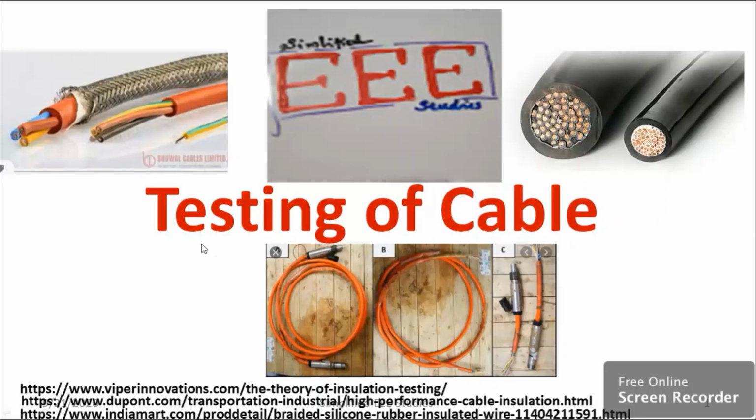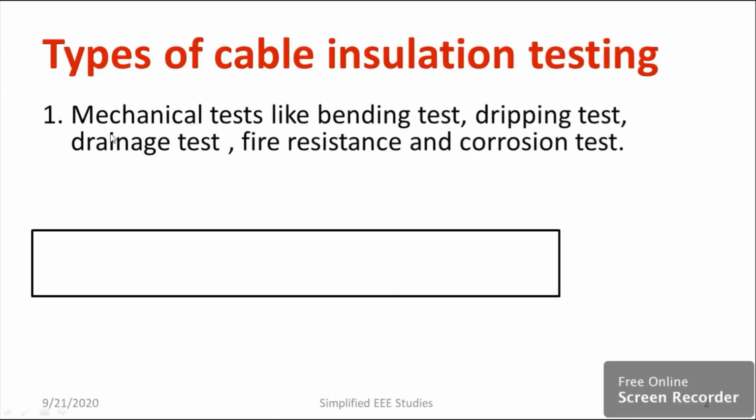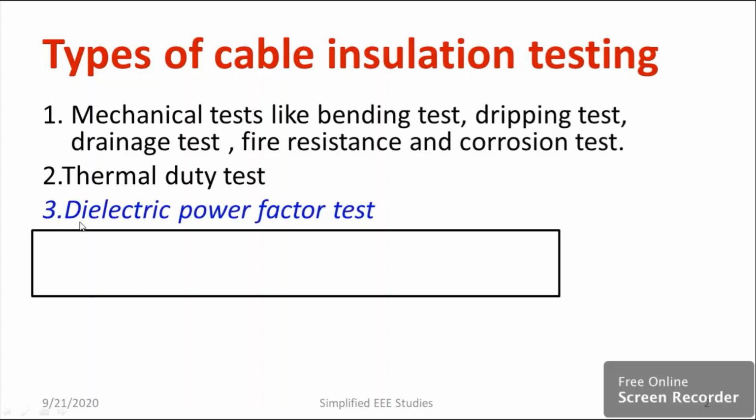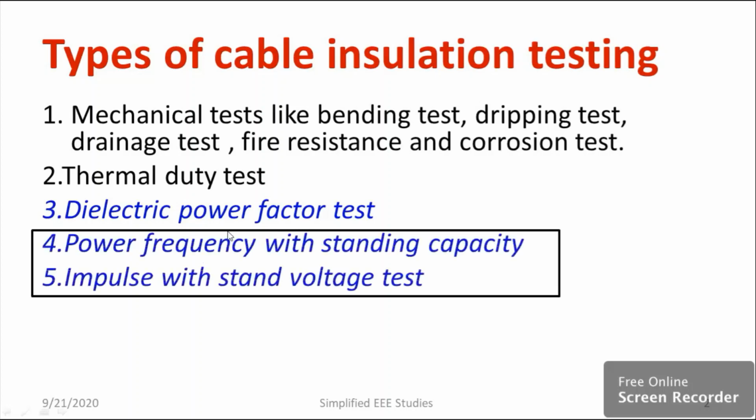Now let's understand the various testing of cables. The first and foremost thing, the mechanical tests such as bending test, then dripping test, drainage test, fire resistance and corrosion test. The second type of mechanical test is known as thermal duty test. And the third one, that belongs to electrical test, is known as dielectric power factor test. And the fourth and fifth tests, that is power frequency withstand capacity and impulse withstand voltage test. Those tests are known as high voltage test or HV test.